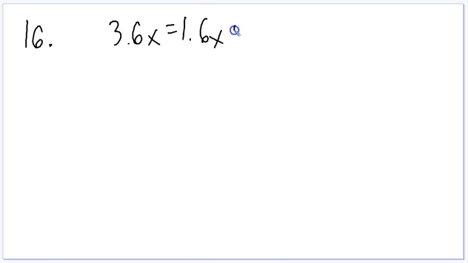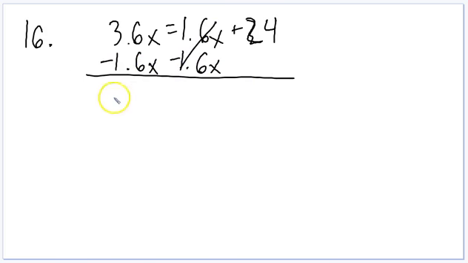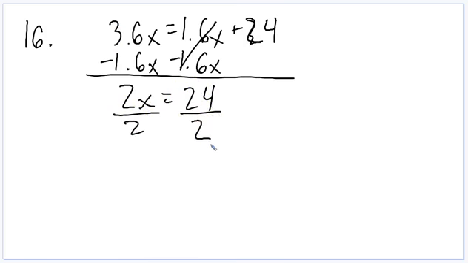So, 16. All right, 3.6x equals 1.6x plus 24. Gonna subtract this 1.6x. And I get the sixes take care of each other. Then I get 2. So I get 2x equals 24. When I divide, I get x equals 12.